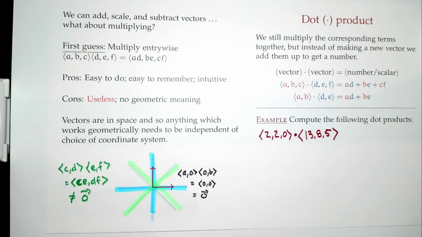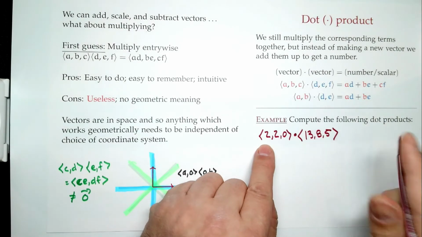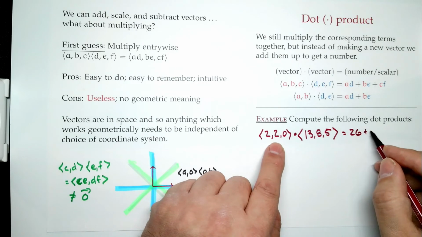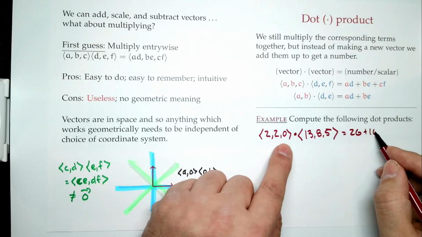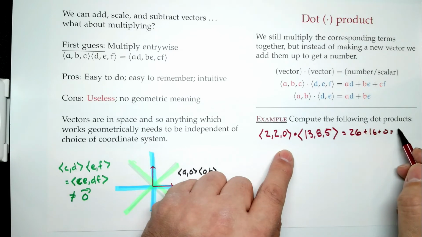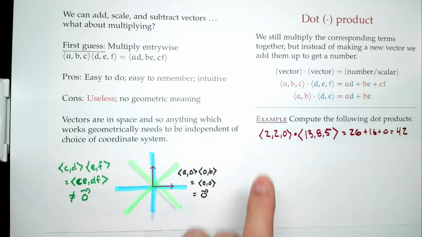Okay. Don't worry, we'll have space. We'll do more. So, what do you get? Well, multiply the entries. 2 times 13, 26. 2 times 8, 16. 0 times 5, 0. 26 plus 16 plus 0, 42, which is the answer. Some might say the answer to life, universe, everything. But in this case, it's the answer to that dot product. All right. Good. Well, we have space. We can do at least one more.